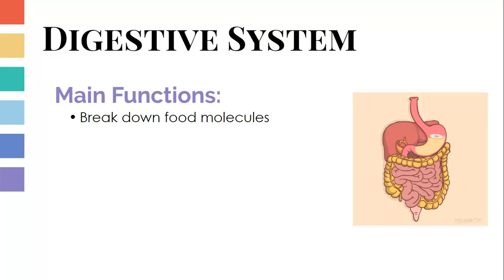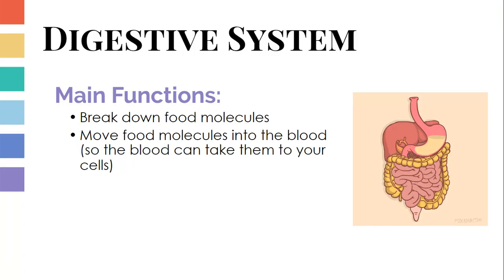Main functions, so we'll do a brief overview first. The main functions of our digestive system are to break down our food molecules. So every time you eat food, those nutrients then have to get into our body cells, and we have to be able to absorb them into our bloodstream and get them into our blood so that they can be distributed through all of our body parts through the capillaries.